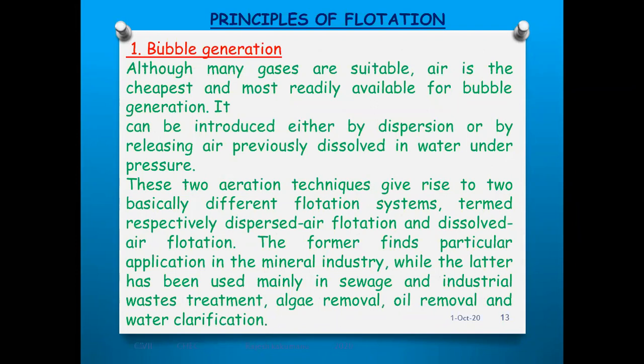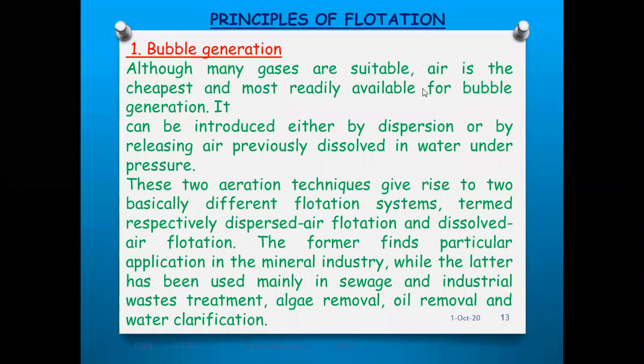What is the meaning of bubble generation? Many gases are suitable. Air is the cheapest and most readily available for bubble generation. So in the bubble generation method, we can use a number of gases. Coming to the gases, air, commonly available in the atmosphere, is a very cheap and easily available material for the bubble generation process.